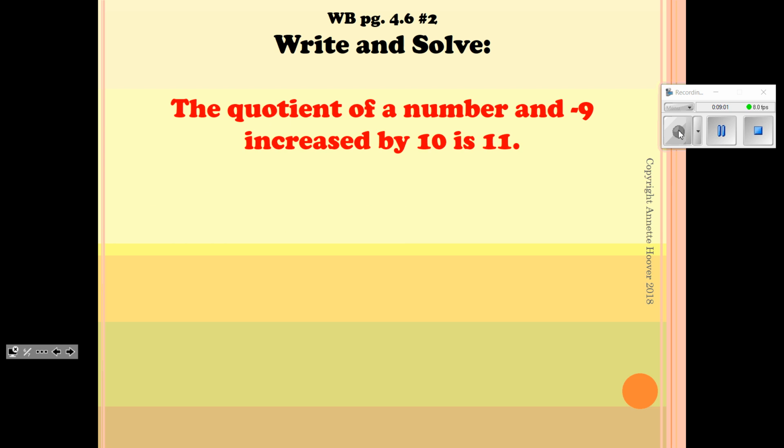The quotient, remember that quotient means we're going to divide. The quotient of, whatever they say first is going to go on top of our division. The quotient of a number, so it goes on top, and negative 9. So when they say the quotient, you know you're going to divide. Whatever they say first goes on the top. Whatever they say last goes on the bottom.